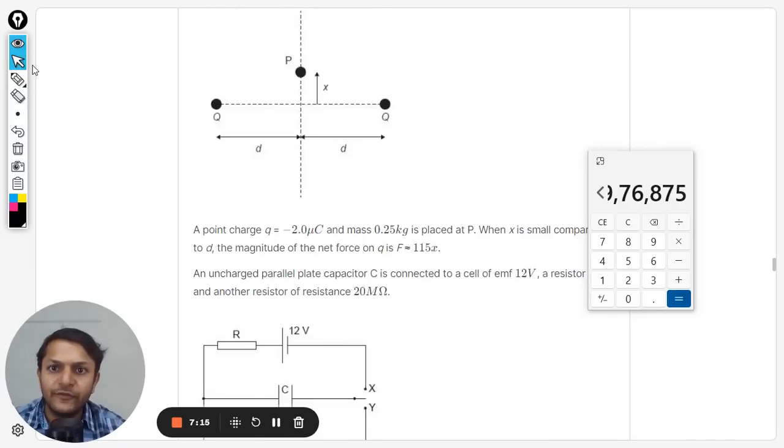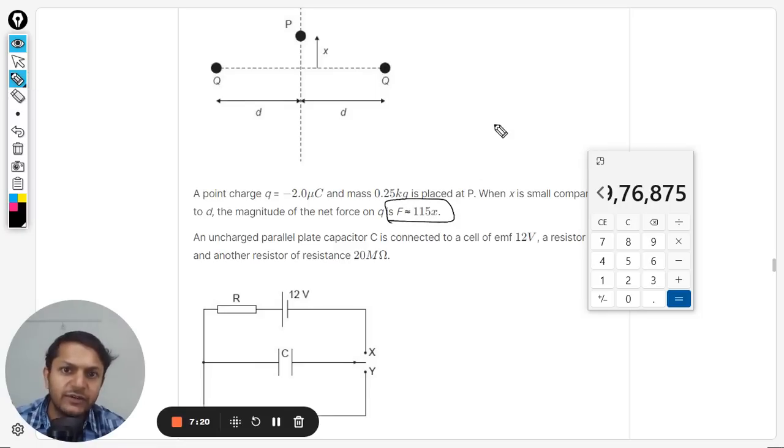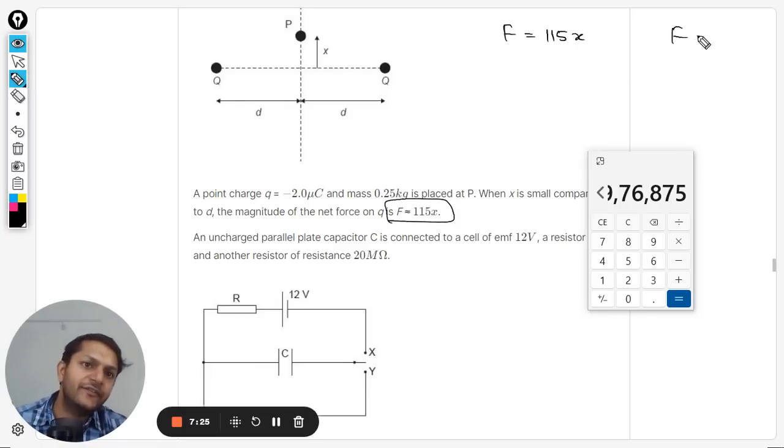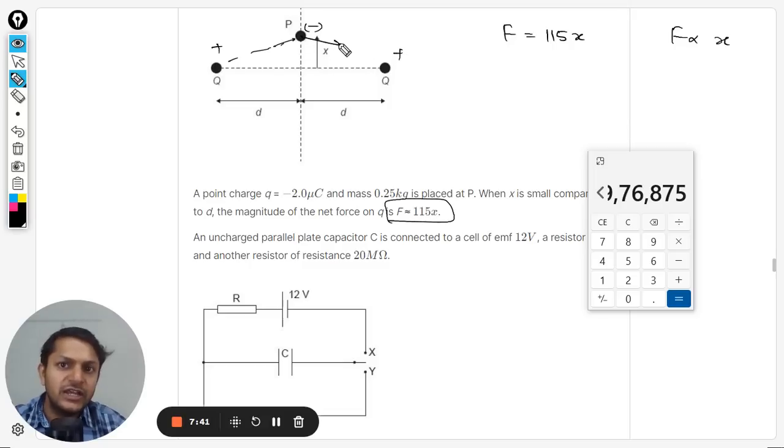So we are now going for the question number 3, and it is here. So the force is given by this. F is equal to 115 into x. Clearly, the force is directly proportional to the displacement. Well, there is not a negative sign there, and so you might be getting confused. But even then, do not worry about that. You see, now this P is having a negative charge, but this is positive and this is positive. So they are having attractive forces. So these are attractive forces. So overall, the net force is like this.